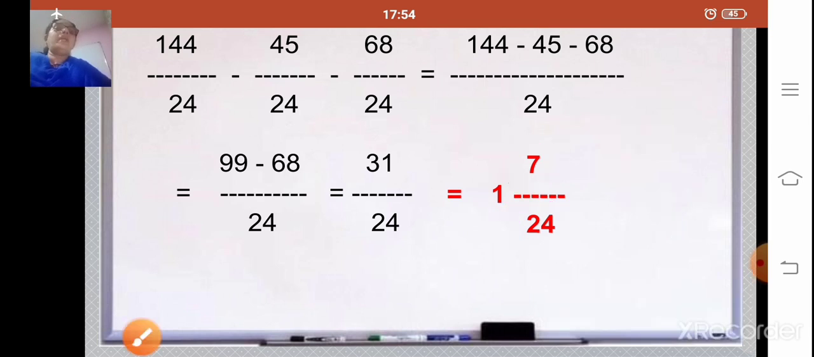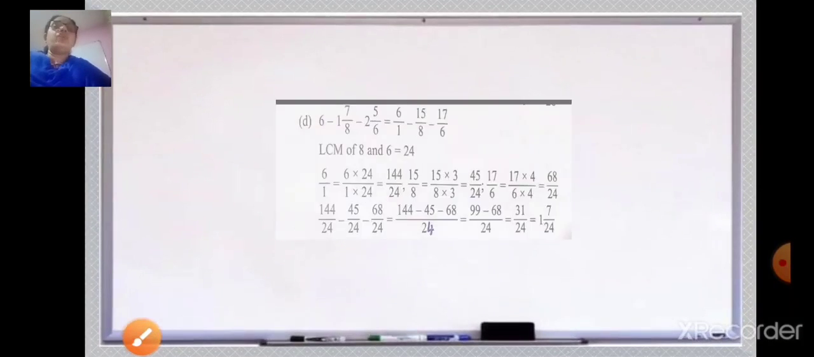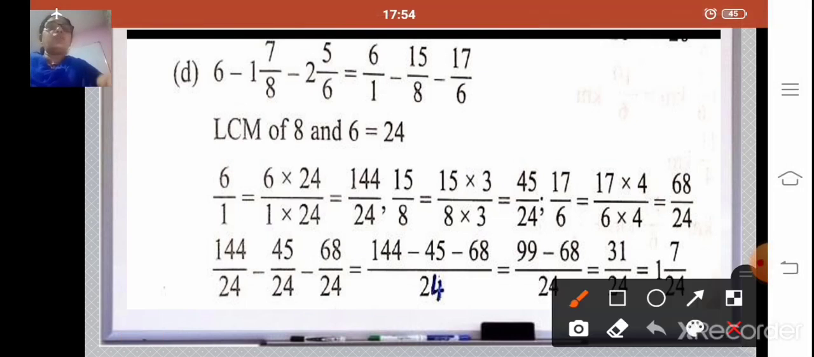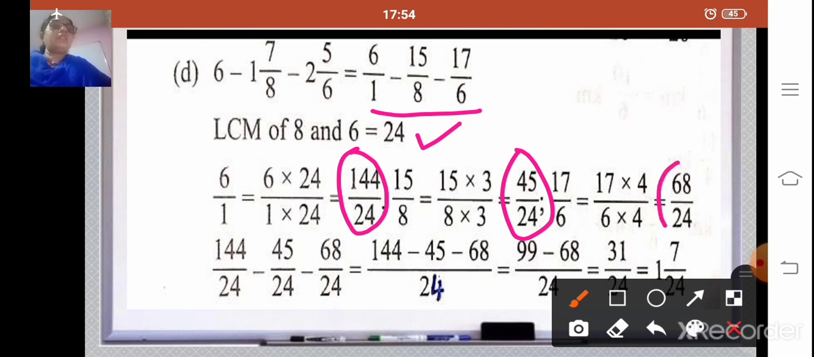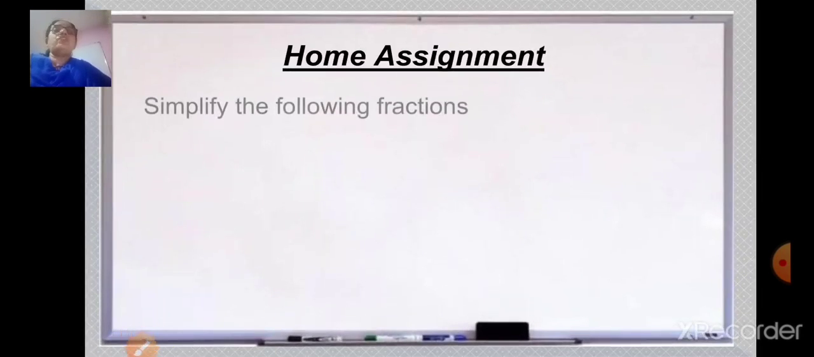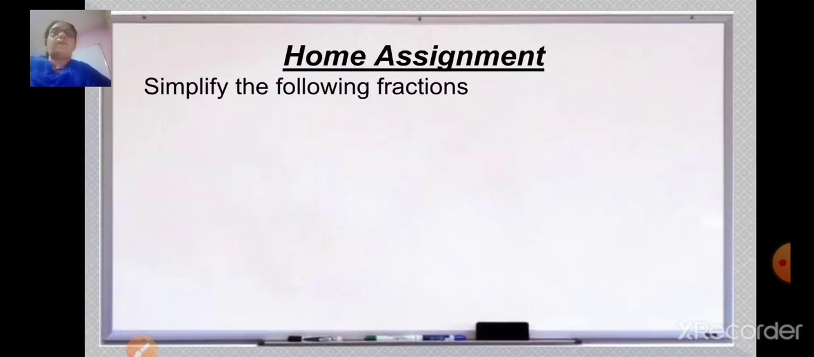Now based on this, some home assignment for you. Before that, again the working solution to this same sum is shown on this slide, where we changed first into improper fractions, then we found the LCM, then changed all the fractions to like fractions. And then we subtracted, where we got the answer as 1 whole 7 upon 24. Now based on this, here is the home assignment for you students, which you have to do in your homework.